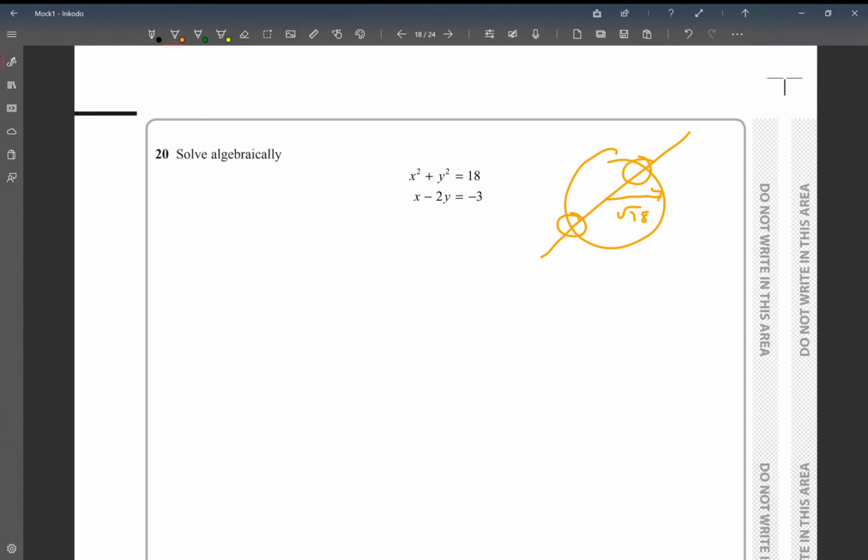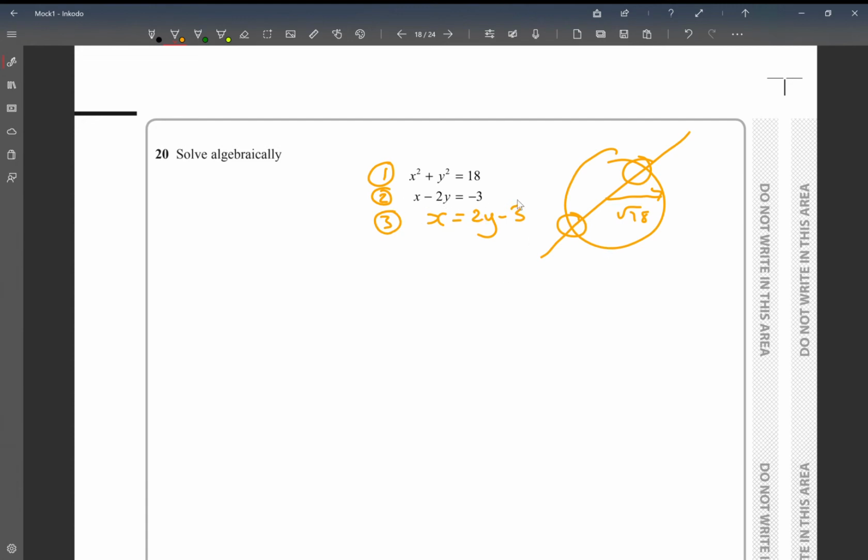So what you have to do, the first step, is to arrange the linear part into x or y equals. I'm going to make it x equals because it's easier. x equals, and then I'm going to plus 2y to both sides. And I've created another equation. Basically, it's just rearranged. So these are the same, just rearranged.